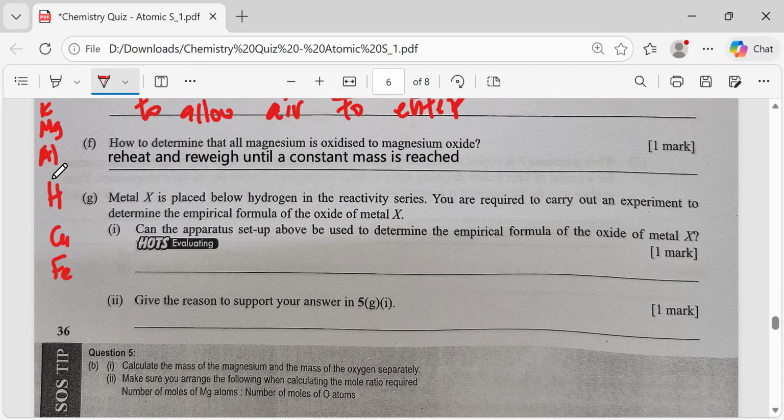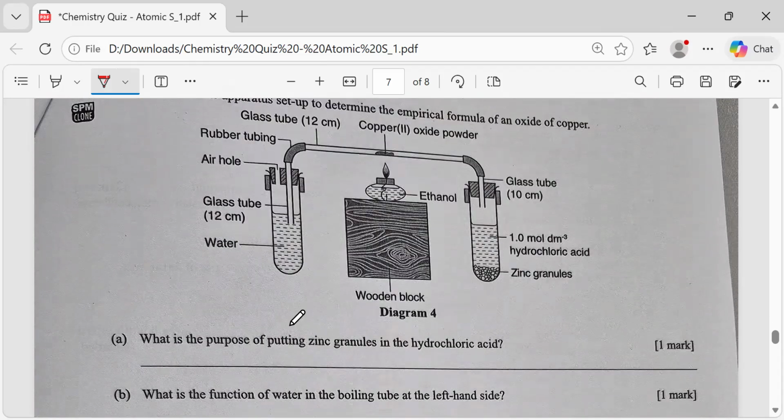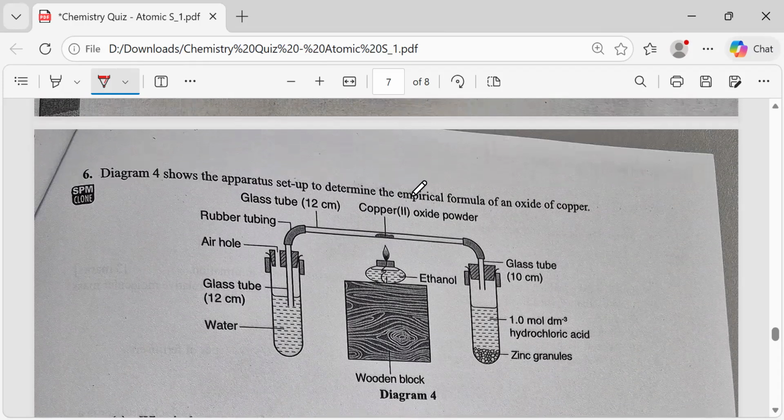Okay, can? So if it's higher, you can use the crucible. If it's lower, you don't use the crucible. You use this method. Okay? The reason is because here I know it's copper 2 oxide, maybe not. It could be copper 1 oxide, it could be copper 2 oxide. I don't know which one.